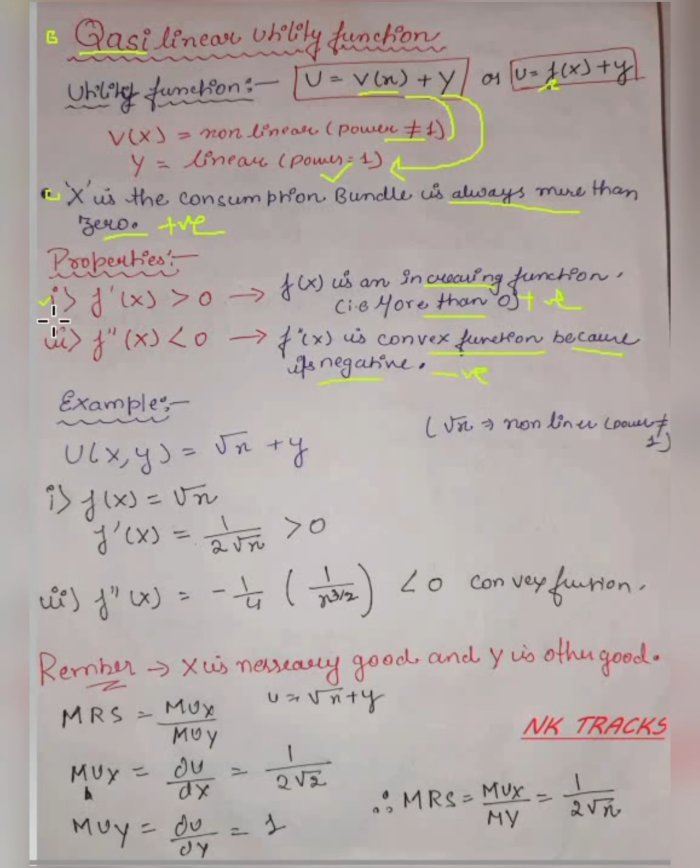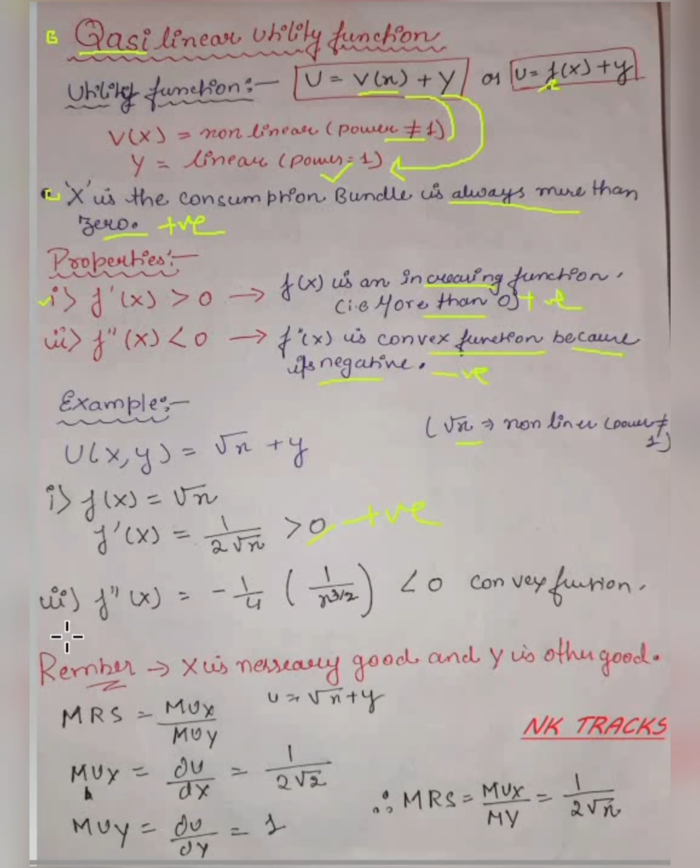Okay, let's see these two properties with the help of an example. We take a utility function of x and y, where u is under root x plus y. Here, under root x is a non-linear function where the power is not equal to 1. So f x is equal to under root x. If we differentiate this, we get 1 by 2 root x, which is greater than 0. Here we have a positive value, so we can say that it is an increasing function.